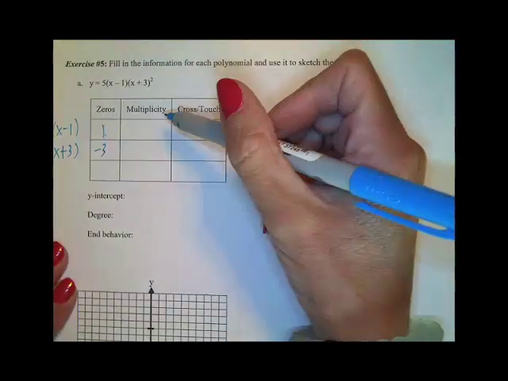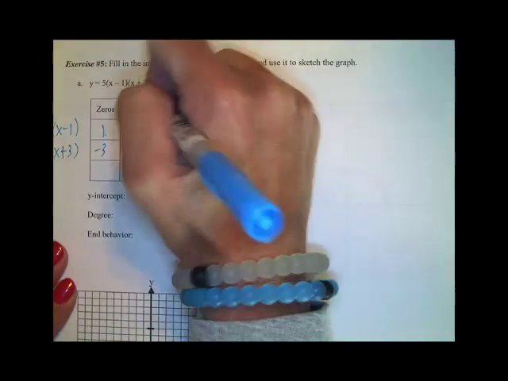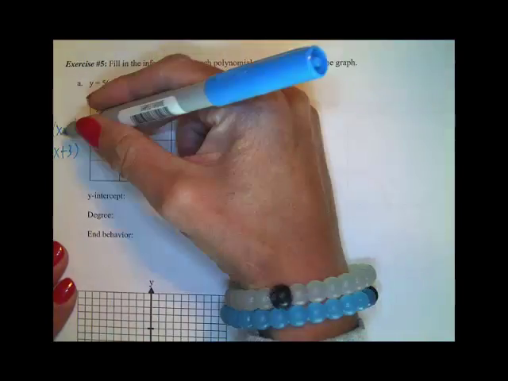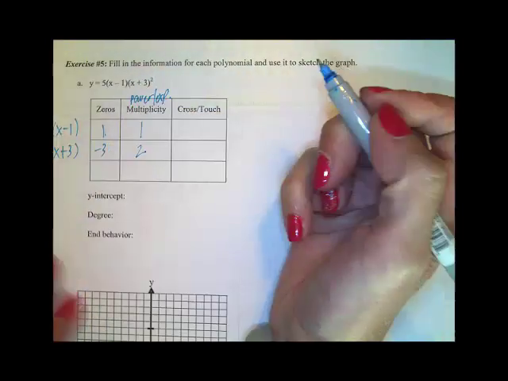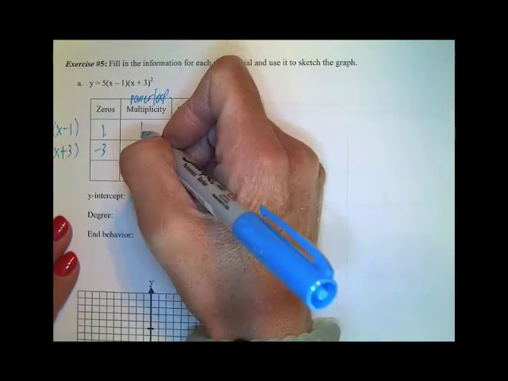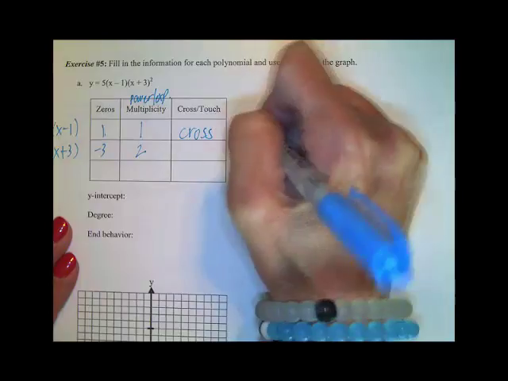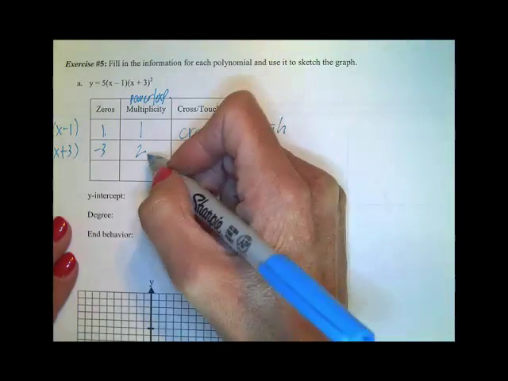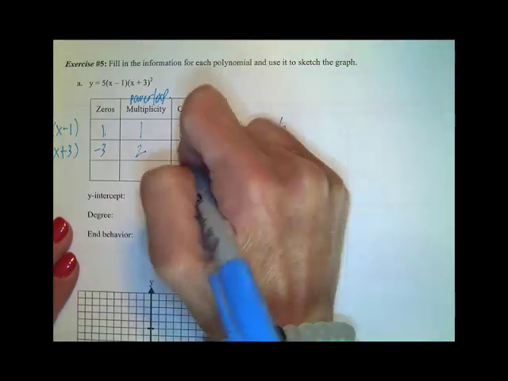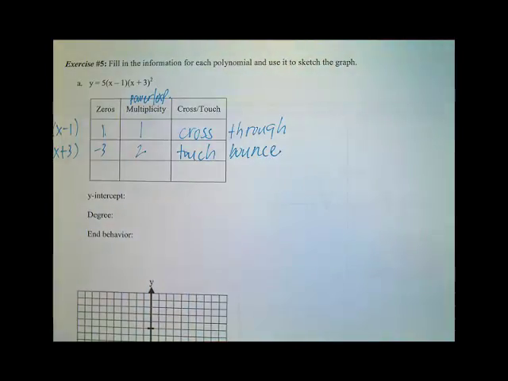Multiplicity is the power, or the exponent. So the exponent on x minus 1 is 1. The exponent on x plus 3 is 2. Does it cross or does it touch? Well, we know that an odd multiplicity means it goes through, so it crosses it. And we know a multiplicity that is even touches it, or sometimes we call that the bounce. Right?